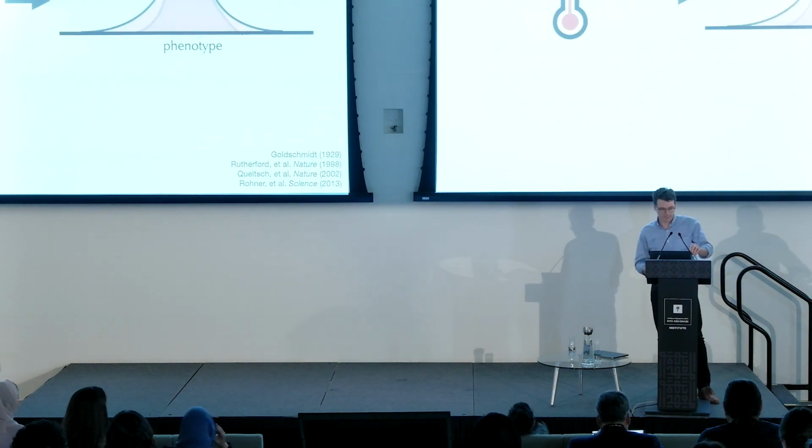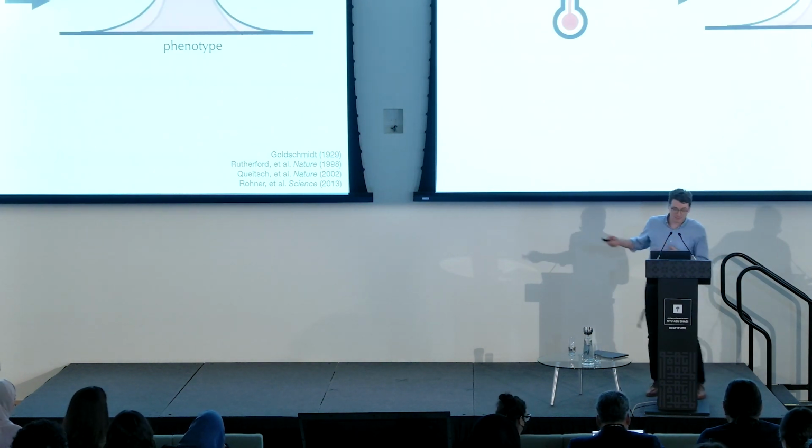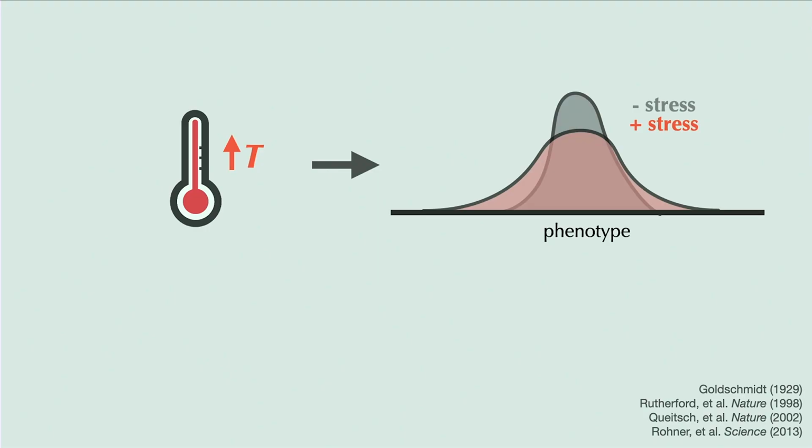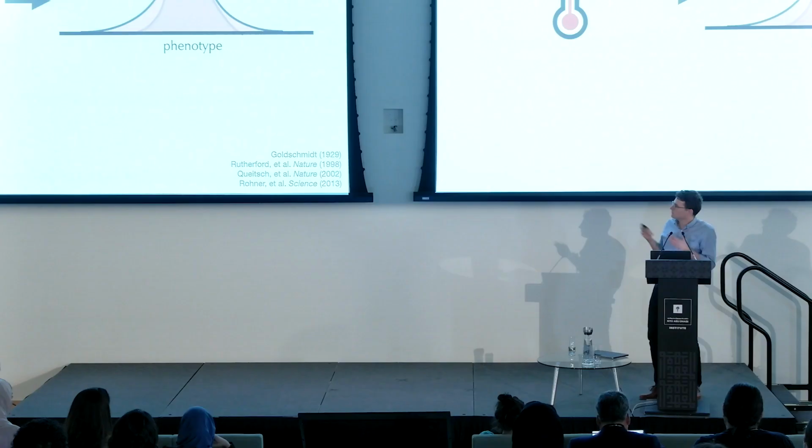So in my lab, we're interested in this long-studied phenomenon wherein animals that experience an environmental stress during early development, say increased temperature, tend to generate increased phenotypic variance, so this wider red part of the plot. And the question is simple, we just want to know where this comes from.